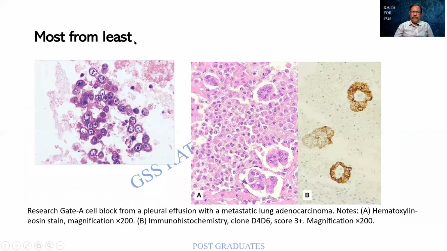And most from the least. Sometimes you find that the material will be sparse, but when there is a concentration, the pathologist is at ease to study the cells. And here not only the prominent nucleoli, but also some pattern of arrangement can be made out. So it is a case of a metastatic adenocarcinoma. Here again, amidst the mesothelial cells, there can be the foreign cells that could be made out. If there is any doubt, from a cell block, a cytochemistry, immunohistochemistry can be done.